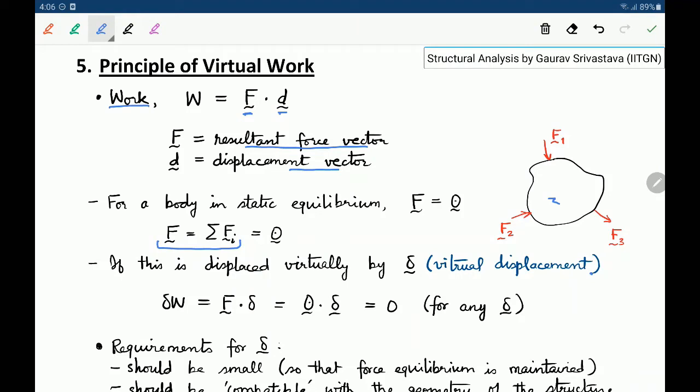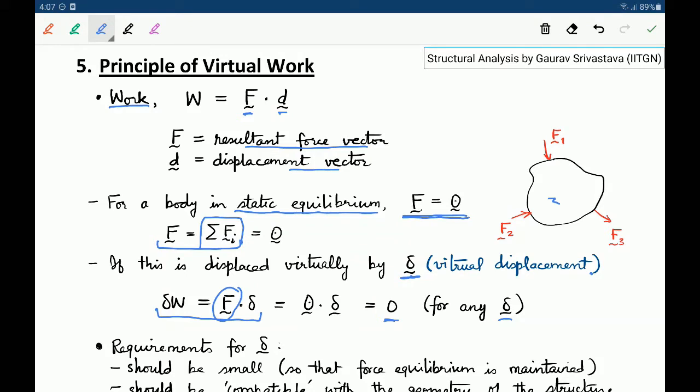Now, if a body is in static equilibrium, that indicates that the summation of all the forces on the body must be zero. That is the definition of a body being in static equilibrium. So this resultant force vector F will be zero. What it implies is that for a body in equilibrium, if we apply an imaginary displacement or a virtual displacement, which we call vector delta, then the virtual work done by the forces will always be zero for any delta, because the force field acting on the body is in static equilibrium.